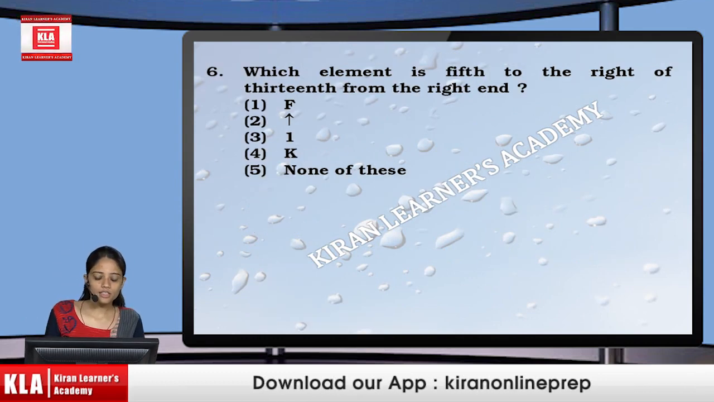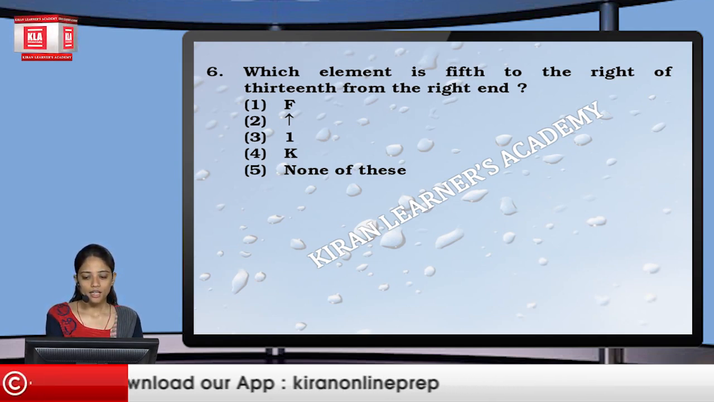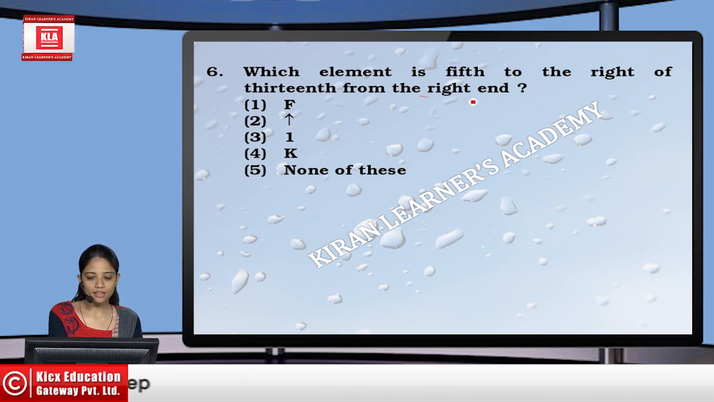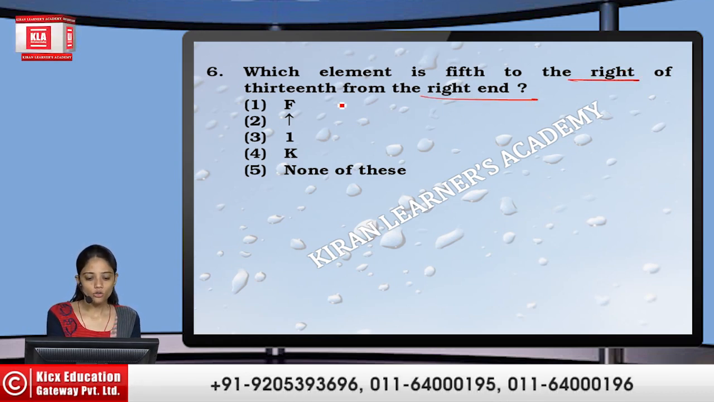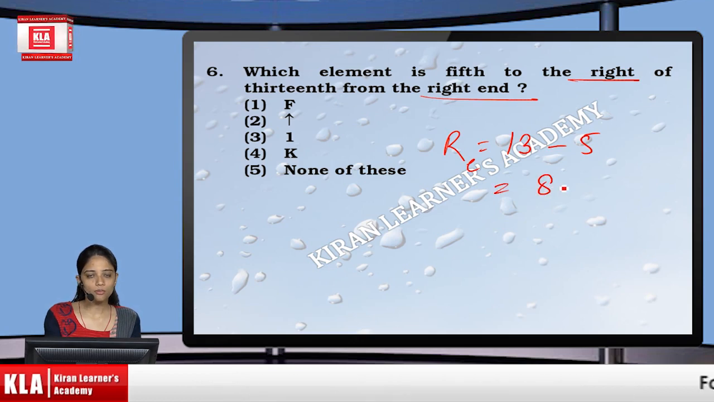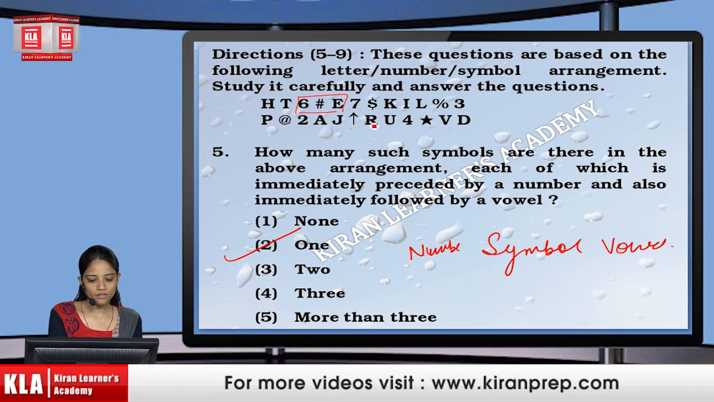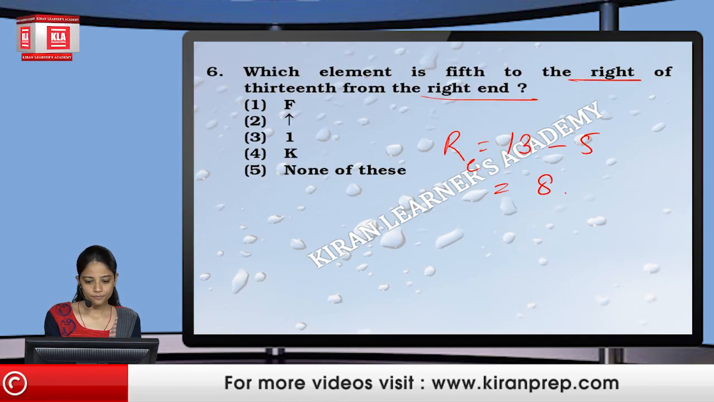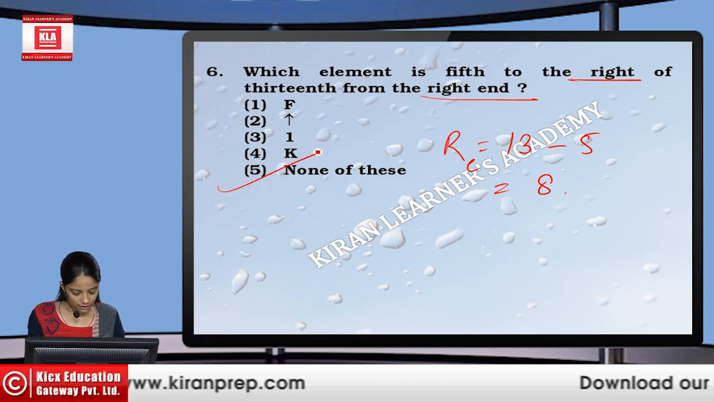Next question we have, which element is fifth to the right of 13th from the right end? When we have two rights, or two same directions, then we have to subtract so that we can get the net element. So the net is right and we have to calculate 13 minus 5, that means 8 from the right end. If we go to 8th from the right end, we will get J. So the answer is J. That means none of these, because J was not there.